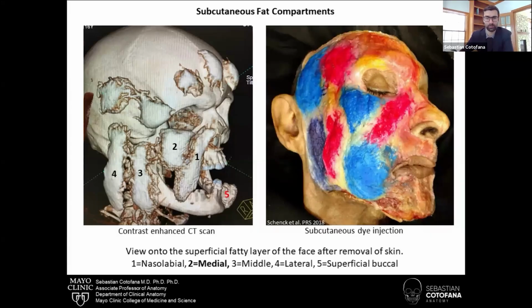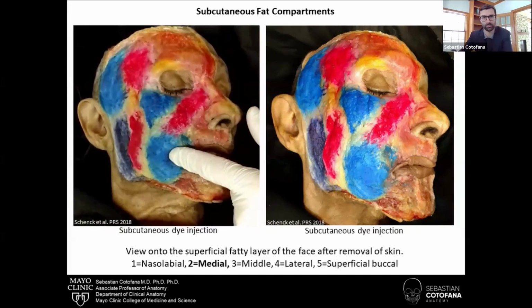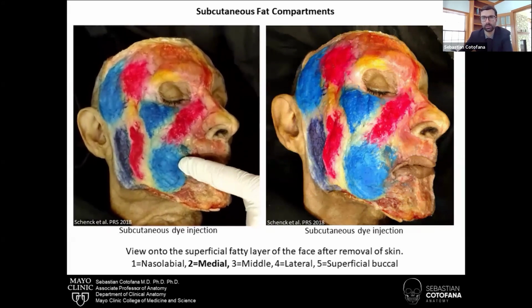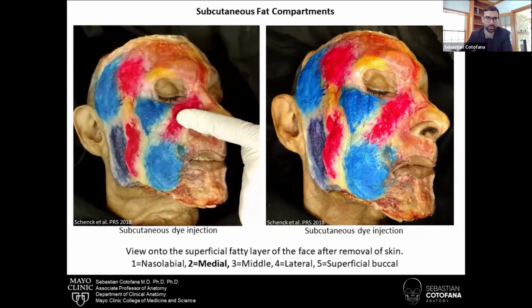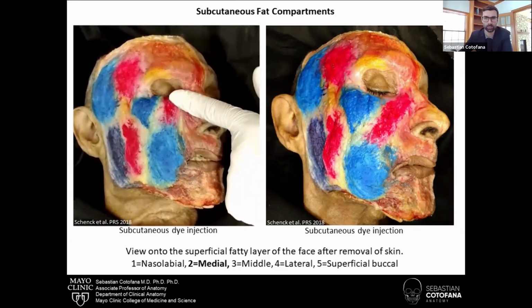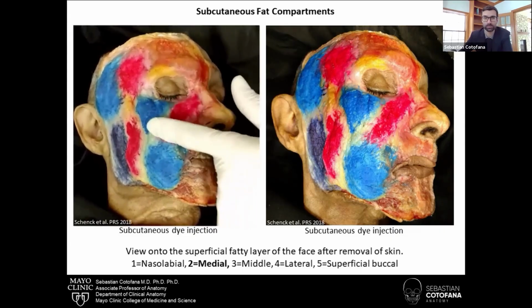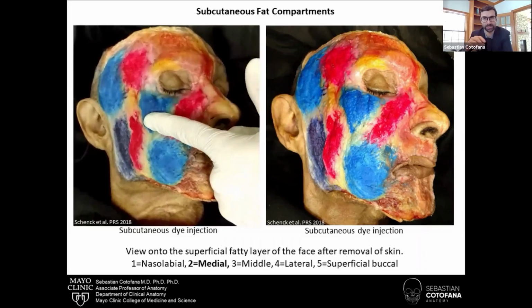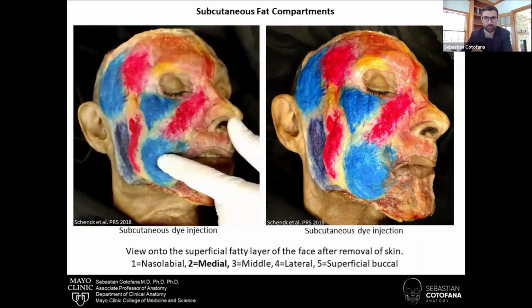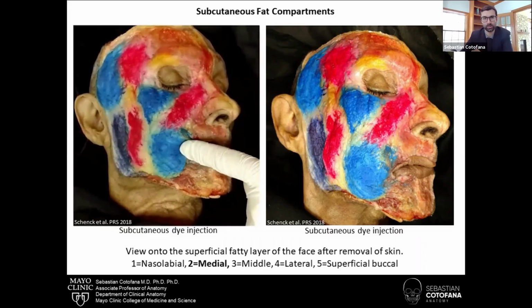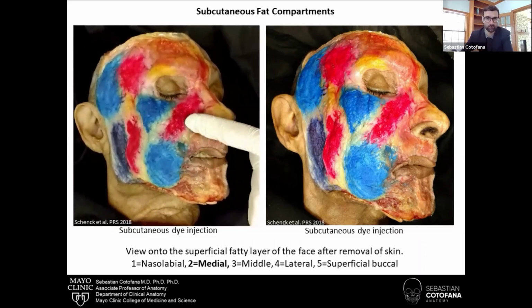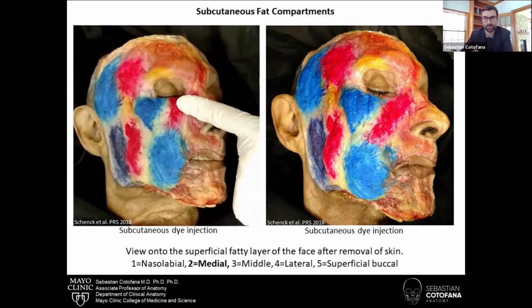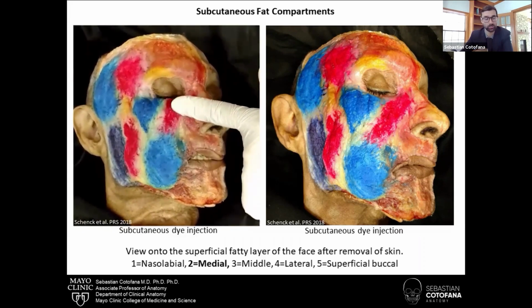But if you inject color into these respective areas, and if you start to move and look at the mobility of the respective fat compartments, you will find out that some of the fat compartments move more than other fat compartments. And this is very important because there are some fat compartments that move, especially with gravity and with aging, and they contribute to changes of the aging face. And these changes of the aging face can be seen in your patient.